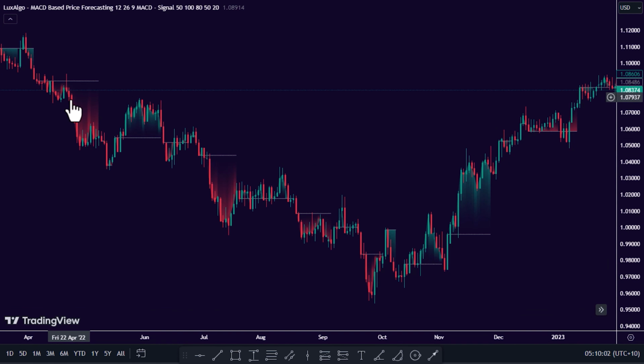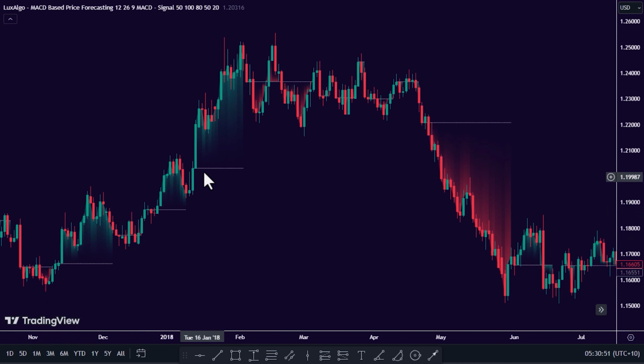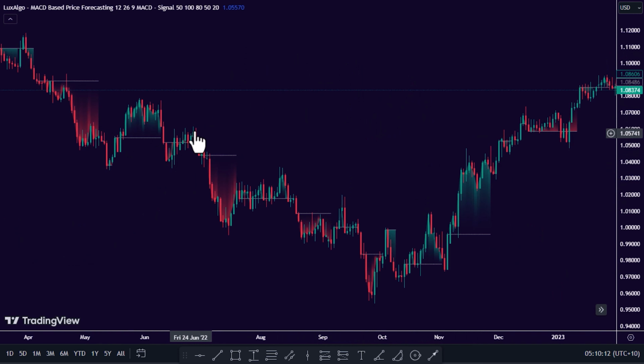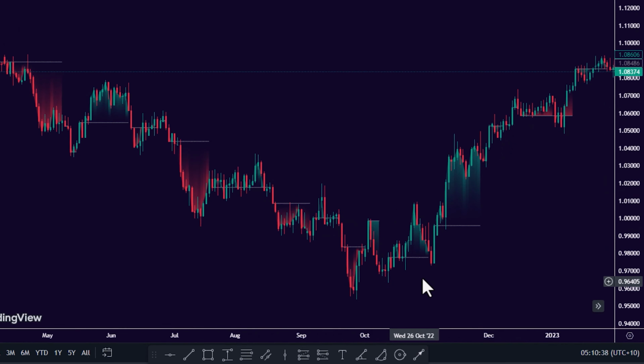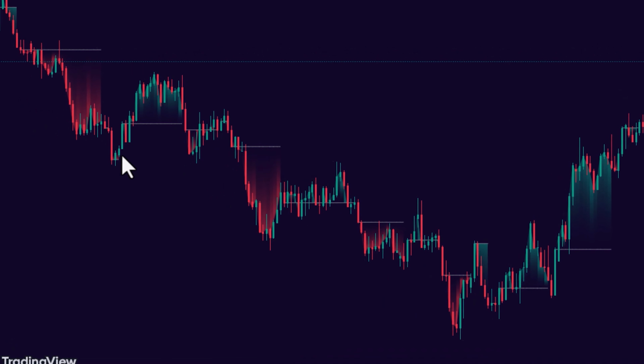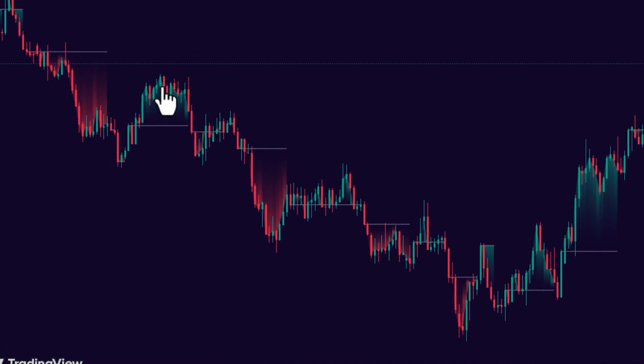How can the MACD-based price forecasting indicator be used for the reversal of trends in the market? For the reversal of trends, traders need to see the change in market structure before looking out for a possible reversal in the market. For the reversal of a downtrend to an uptrend, the bearish market trend has to be voided. In a bearish trend, the market will form lower lows and lower highs. That is the characteristic of a downtrend.